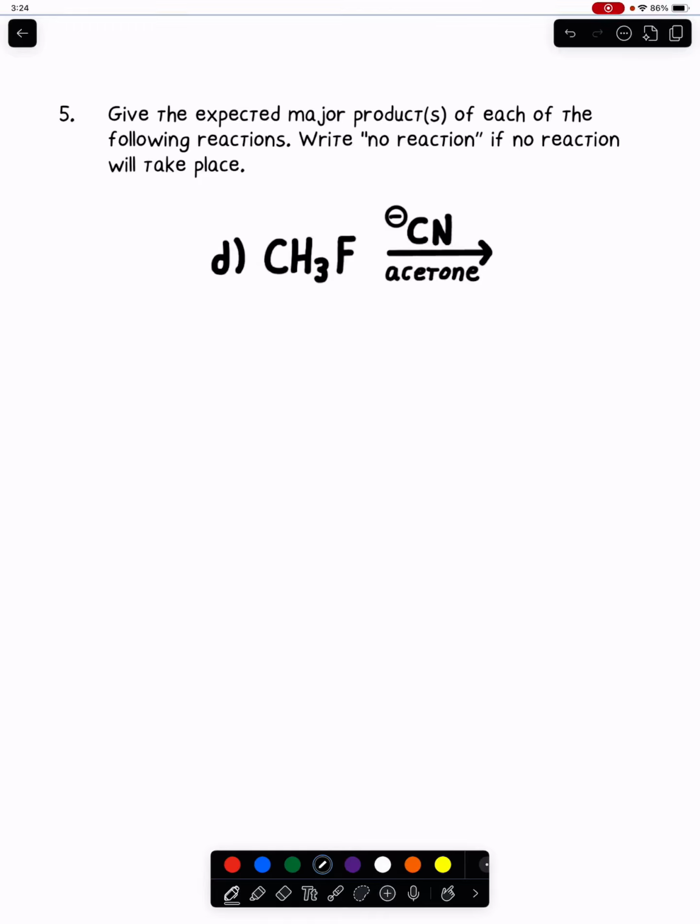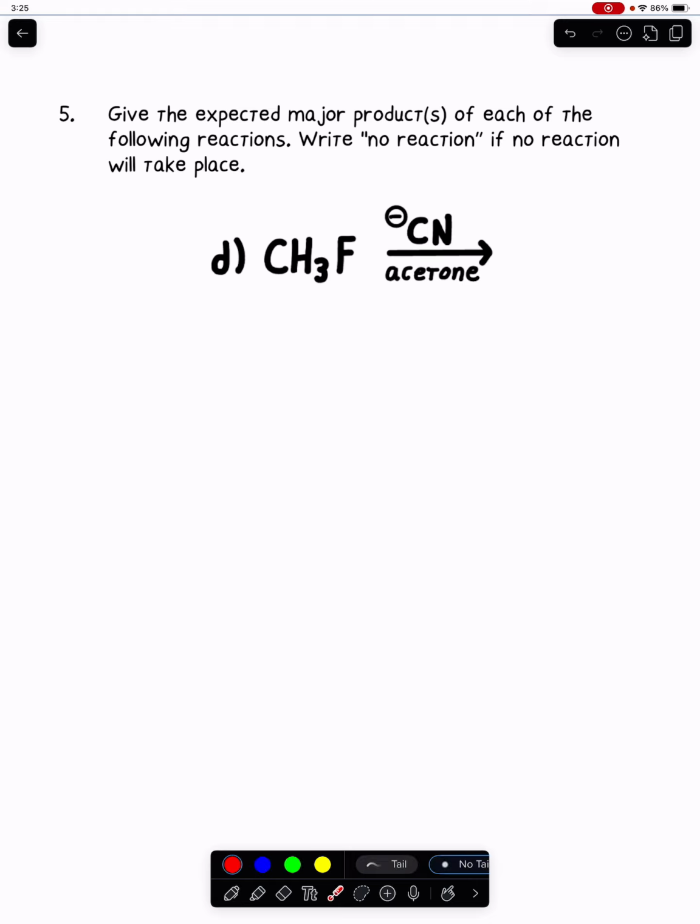In this example, you're being asked to predict the major product or products of each of the following reactions. If no reaction takes place, write no reaction. All right, so again, we're in lecture 14. We haven't talked about other reactions yet, so we're not really going to start looking for any side products.